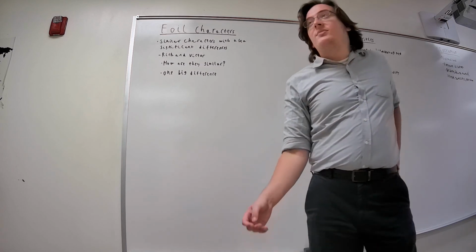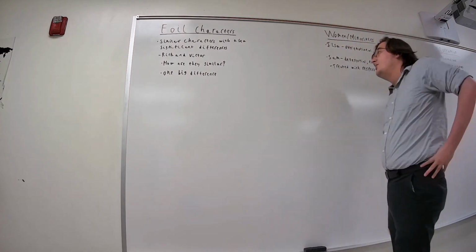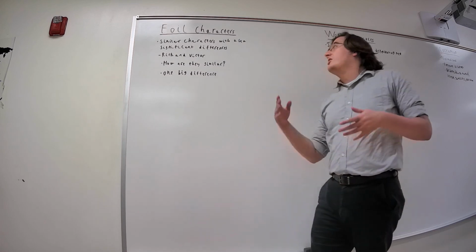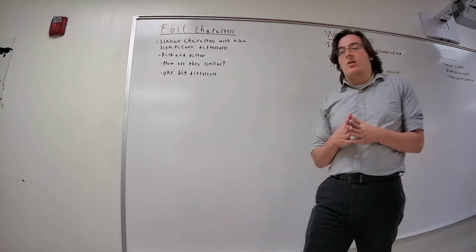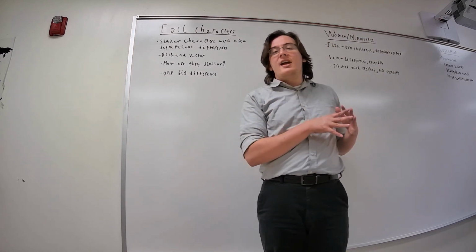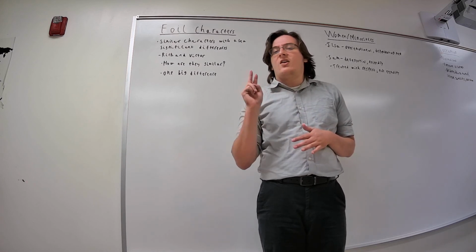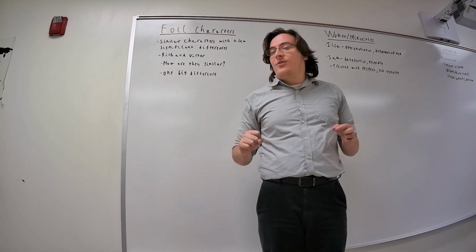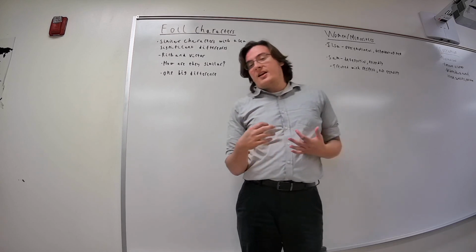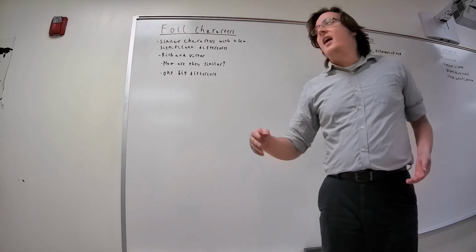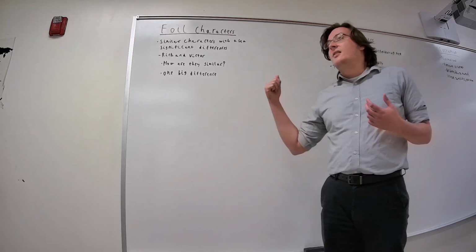So the first prompt asks about foil characters. And just as a reminder, foil characters are characters that are really similar in a lot of ways, but in one or two really critical areas, they're very different. And in Casablanca, to me, there is one really obvious set of foil characters, that of Rick and Victor.